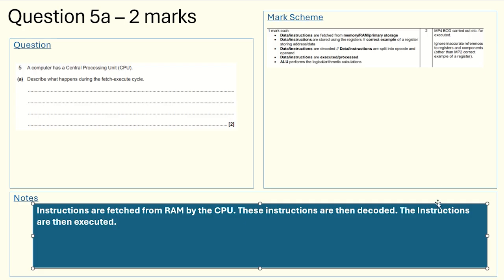Okay, so there's quite a lot of clues in the question here for what you need to do. It's the fetch execute cycle. We know at the different stages that instructions are fetched from primary storage or from RAM. They're decoded to figure out what it is they're actually going to be doing, and then those instructions are executed, and then the process starts over again. So that's actually 3 marks. If it was a 3-mark question, you'll need to put 2 of those things down. Okay. So there we go, question 5A for 2 marks.